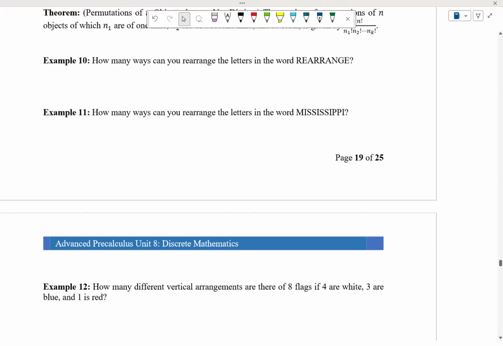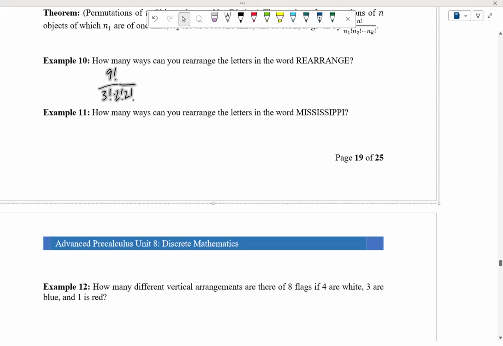Okay. Example 10. Henry, help us out. Times 2 factorial, you said? Do we agree with this? Okay, let's simplify this together. Which one should we cancel? The 3 factorial, the 2 factorial, or 2 factorial?